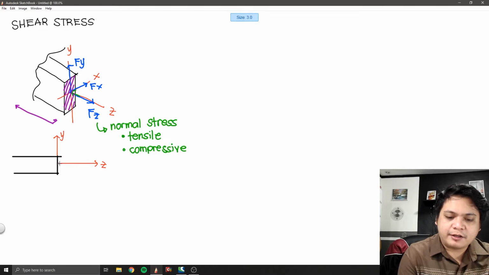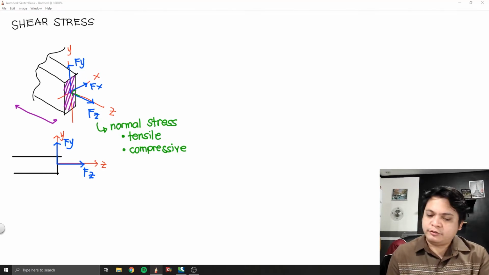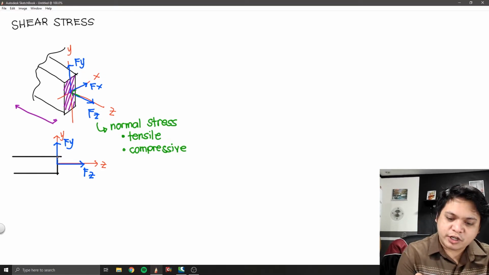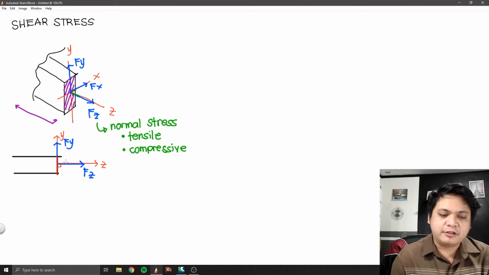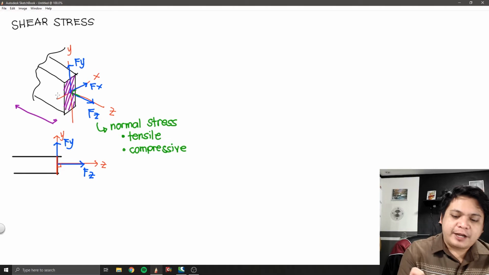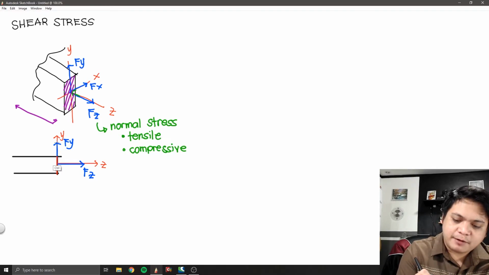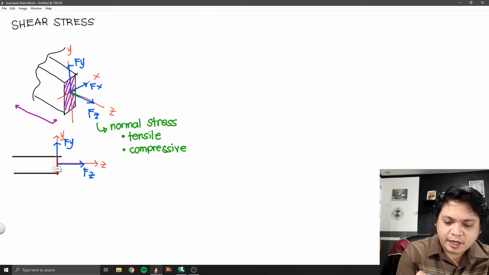Tapos, ito yung aking compression and tension. So, that is your Fz. And then, ito naman yung aking Fy. Okay? So, kung titingnan natin, since ito yung cross-sectional area natin, that is perpendicular doon. Okay, kapag perpendicular yung force, ang tawag natin sa kanya is normal. Okay. Yung Fy natin, kung papansinin nyo, ito yung Fy.